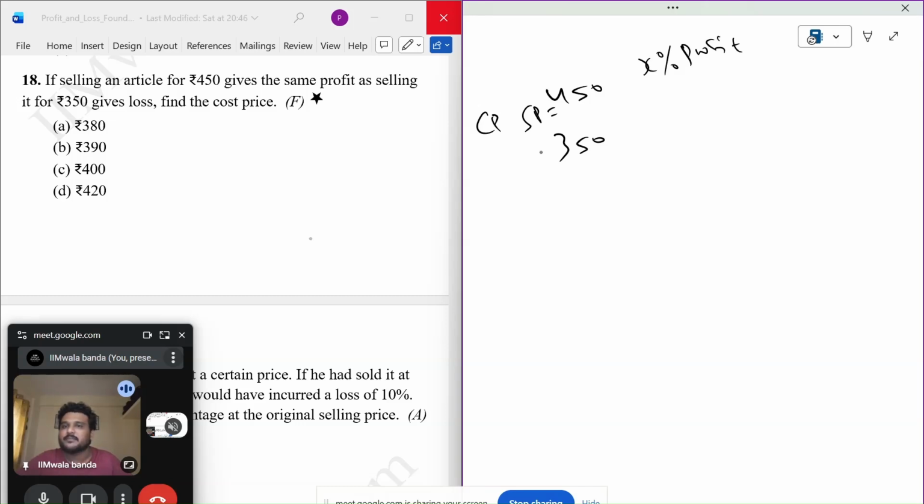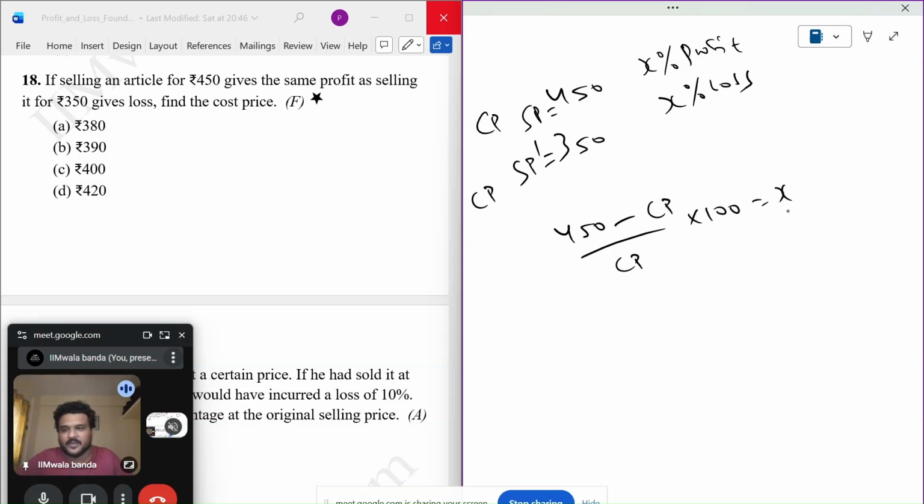And if the same price is sold for 350, then there is the same X% loss. Again, what will you do? This time I can't write 1 point something because it is in X terms, right? But I can still write (450 minus cost price) upon cost price into 100 is X. Because if it is 20%, you would have written 20.